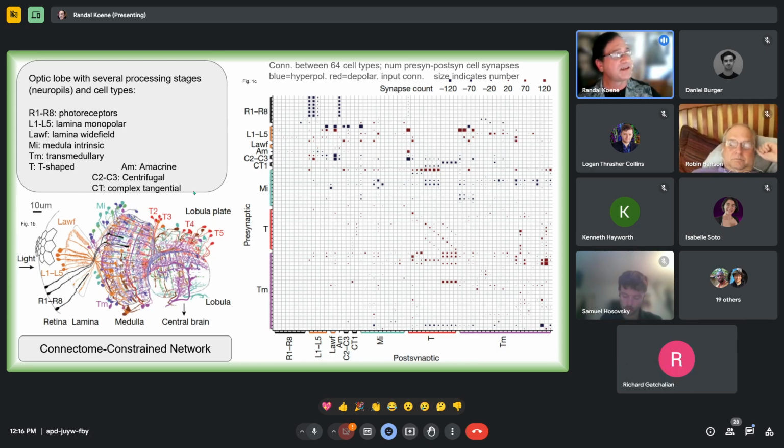So along the axis here of this Figure 1c, we can see there are 64 presynaptic and postsynaptic cell types. And the average synapse counts, which are shown here in the matrix, those are indicated by the sizes of the squares that are shown there. Red squares are for depolarizing, in other words, excitatory synaptic connections, and blue squares for hyperpolarizing, i.e. inhibitory synaptic connections.